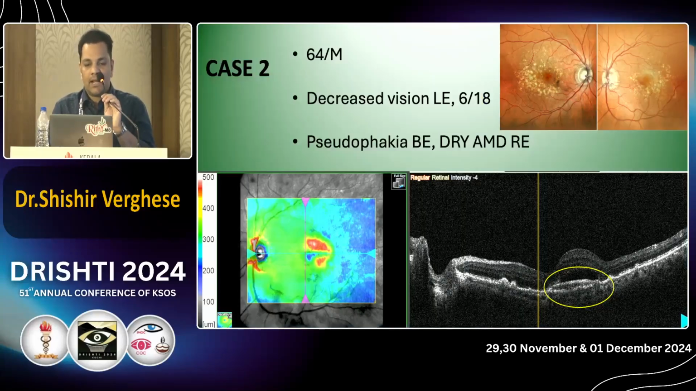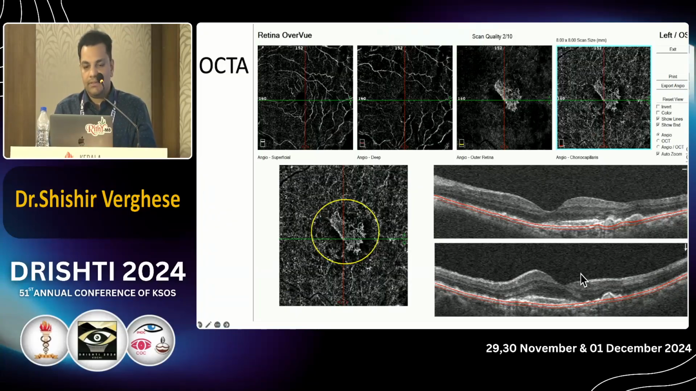So let's look at another case. 64 male, decreased vision, left eye 6/18 is the vision, pseudophakia, both eyes with vitreous loss, and dry AMD is seen in the right eye. On the left eye there are also soft drusen present, and on the OCT you see this small hyperreflective membrane above the RPE, and there is subretinal fluid just above that. And when you do the OCTA, you can see this beautiful C-fan shaped vascular network at the RPE fit, and also at the level of the choriocapillaris.